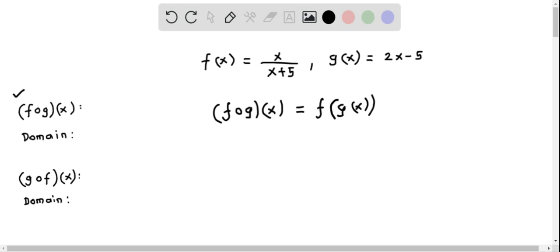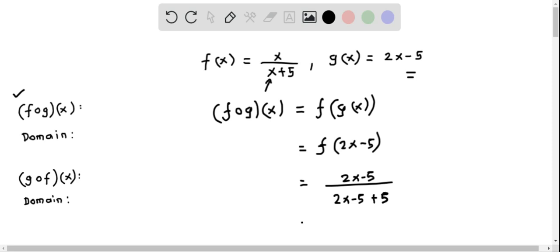We now replace g of x as given over here, that is 2x minus 5. So therefore this becomes f of 2x minus 5. And in the next step, we replace all x by 2x minus 5 in f of x. So I take this f of x, replace the x in the numerator by 2x minus 5, over, replace this x by 2x minus 5 plus 5.